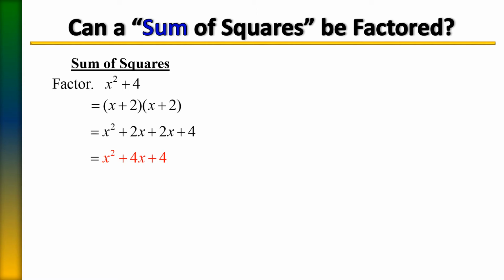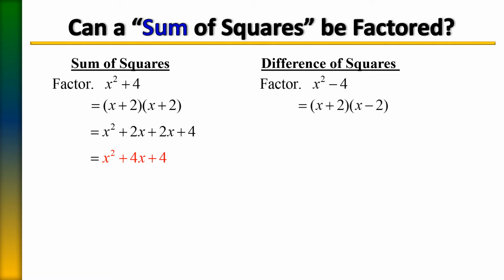What about a difference of squares? Can we factor a difference of squares? A difference of squares is when you have two perfect square roots with a minus sign between them. And the only way you're going to factor that, because that last term is a negative, is that one sign has to be negative and one sign has to be positive. So let's see if that factors into x plus 2, x minus 2.